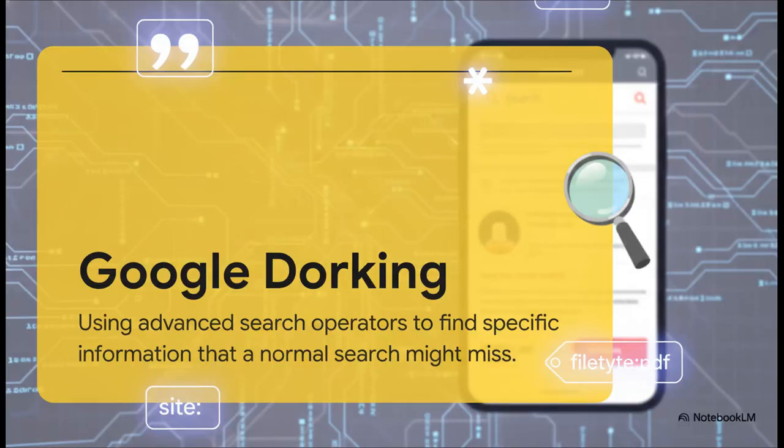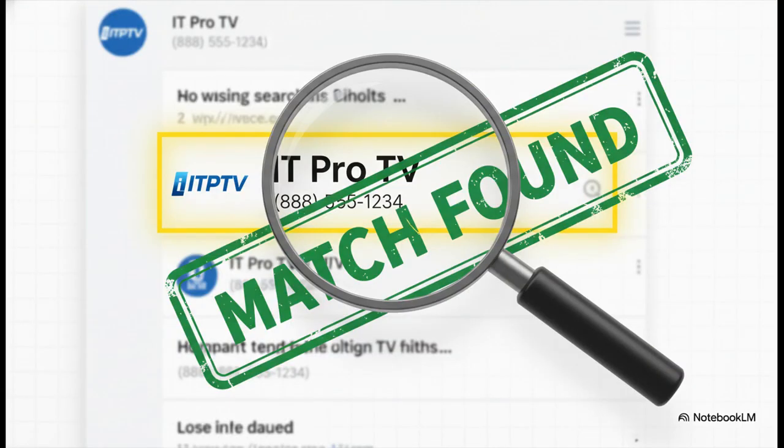Now, one of the coolest things Phone Infoga does is something called Google dorking. I know, it sounds a little silly, but it's a real term for using these advanced search commands to find specific stuff on Google that a normal search would probably miss. The tool automates all these complex searches for you. And boom, the power of that Google dorking is on full display.